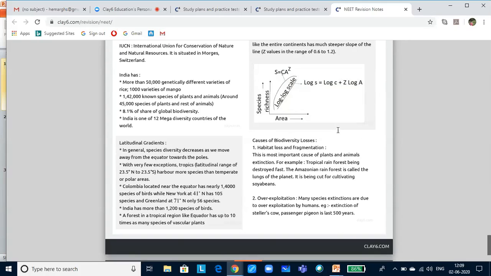Now let us look at what are the reasons for this pattern of biodiversity. The main reasons for more diversity in the tropics than the temperate region are: species formation, or speciation, is a part of evolution.